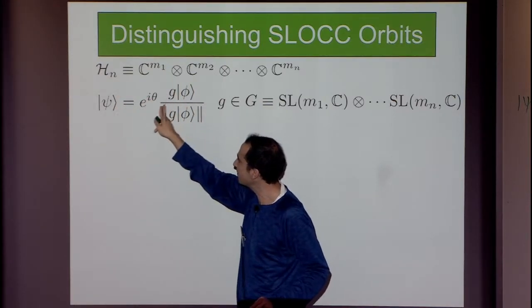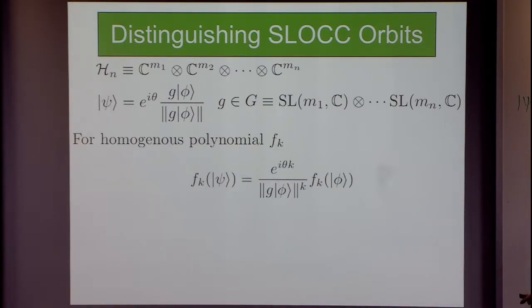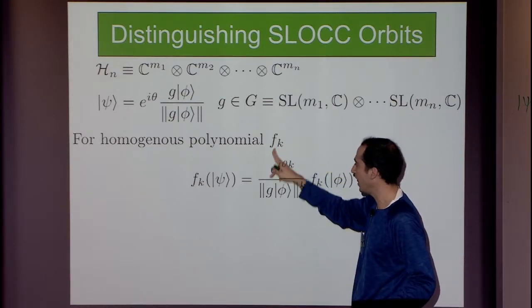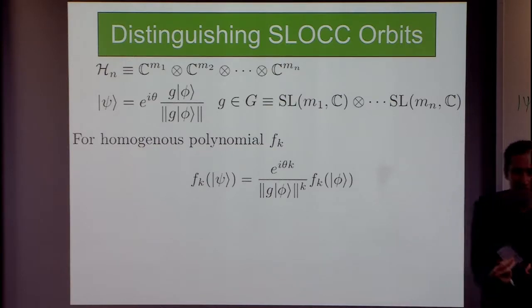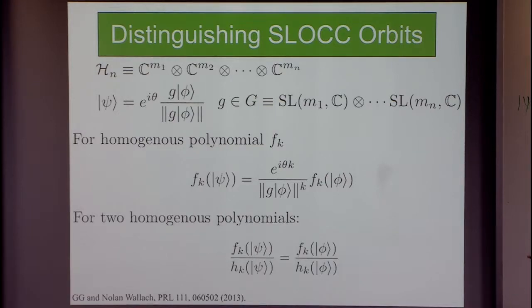So because we have this factor here, if you take an SL invariant polynomial of degree k, we have this factor coming out. So SL invariant polynomials by themselves cannot distinguish the orbits for us. So what do we do? We're looking at the ratios, of course.